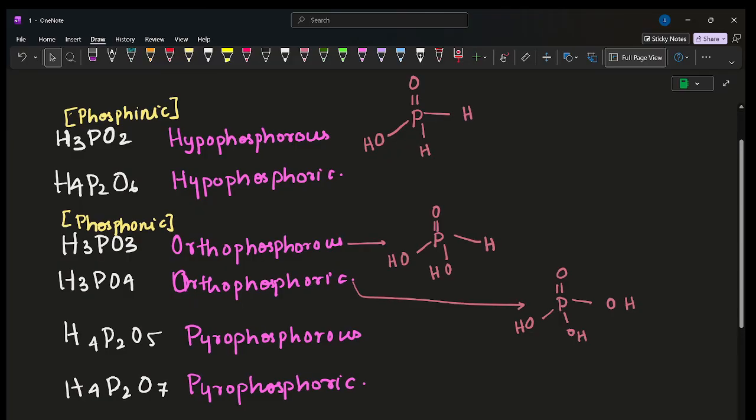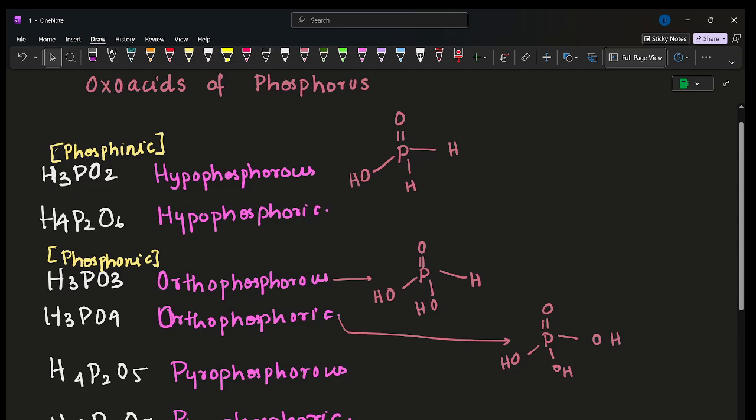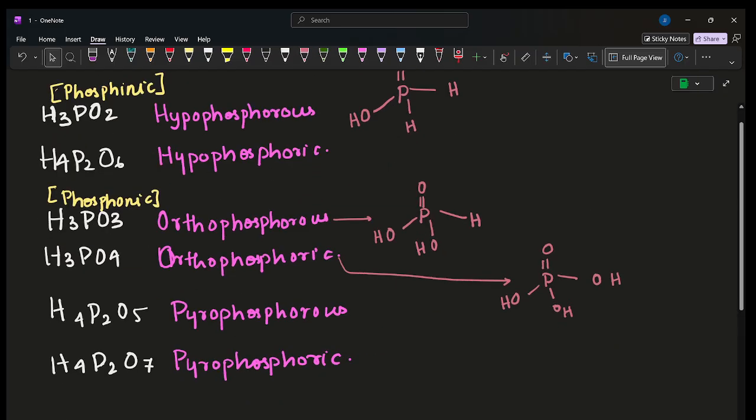Now, the most important and confusing part, I would say, for me personally, was hypophosphoric, pyrophosphorous, and pyrophosphoric, because these have a different kind of structure. But always remember, they follow the same general approach that we use to make these structures as well. Okay, let me do them. So let's start with the 5.